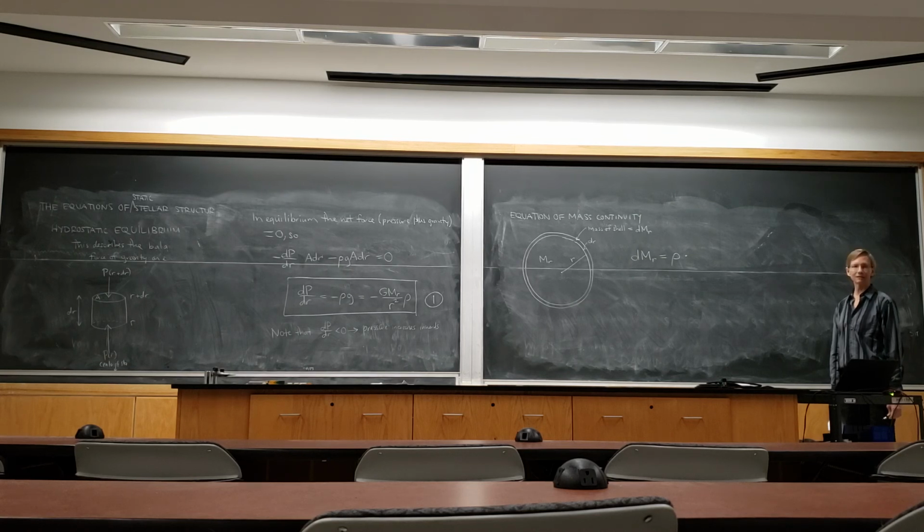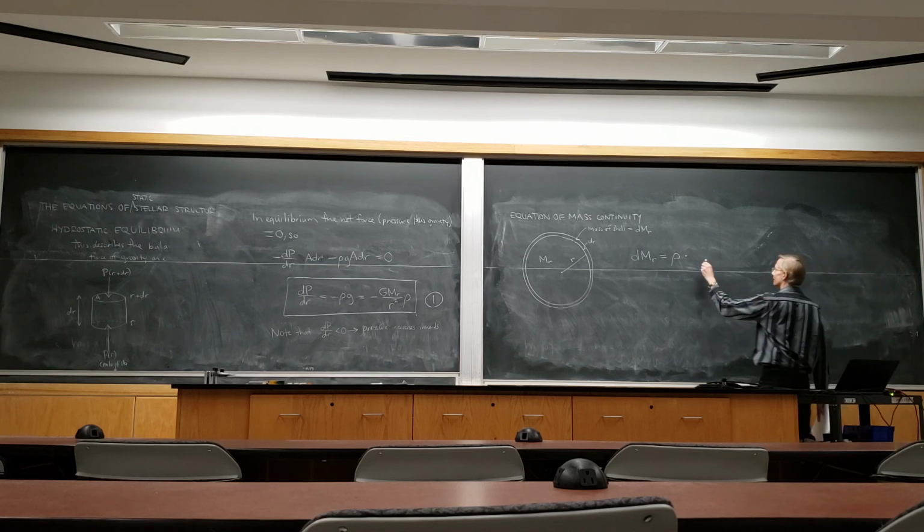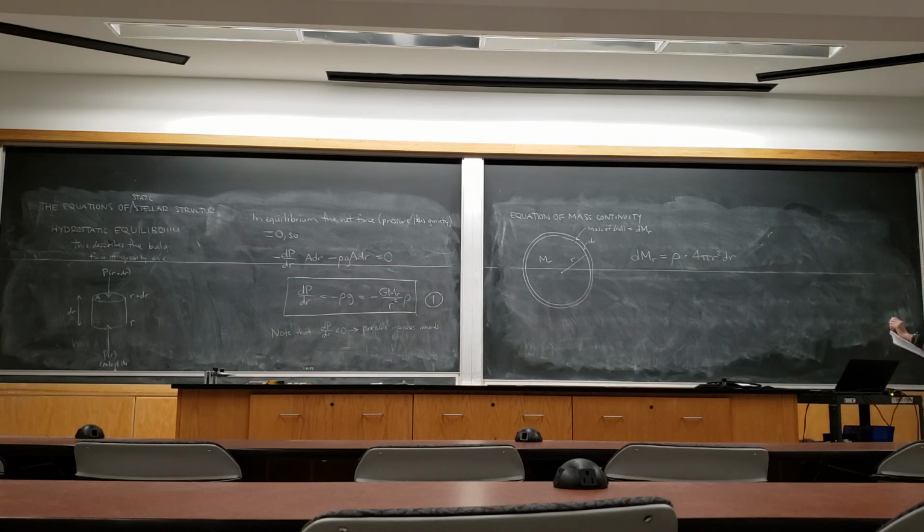So what's the area? Not pi r squared, because it's a sphere. Pi r squared is for a circle. It's 4 pi r squared times dr, because it's a spherical shell.